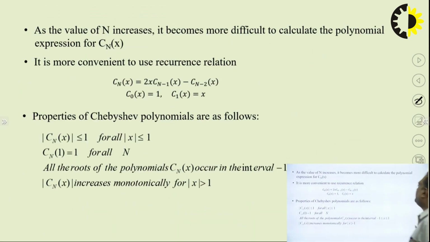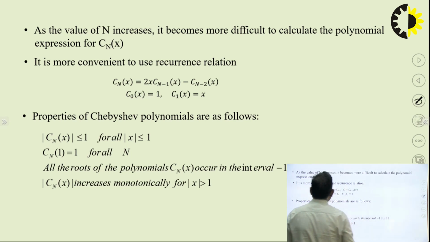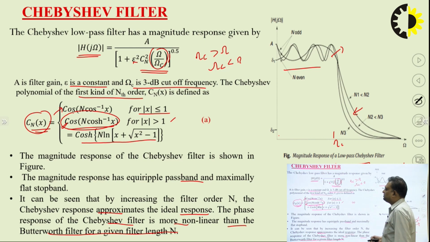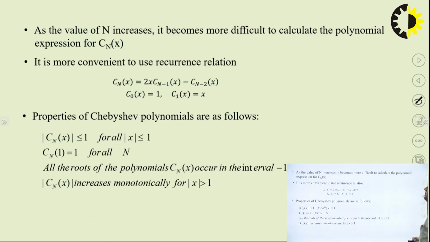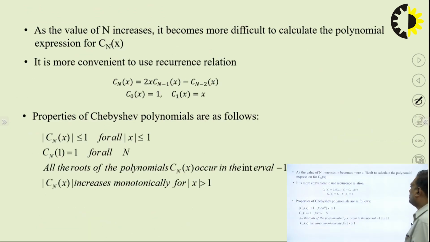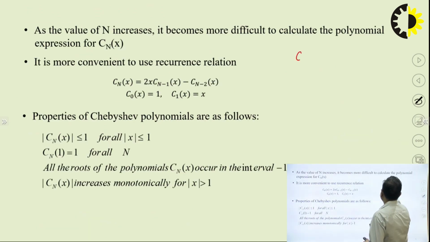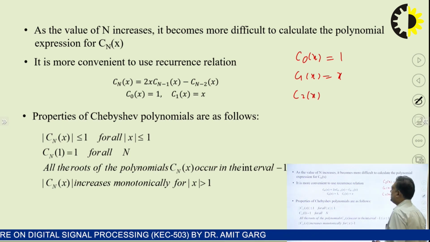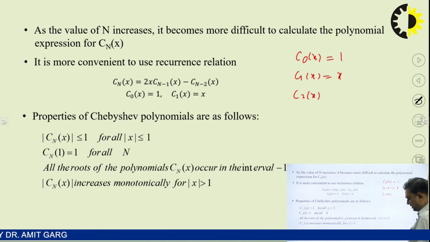as the value of n increases, it becomes more difficult to calculate the polynomial expression for Cnx. We have seen the formula for Cnx according to these expressions. So what happened? Let us suppose we want to calculate the value of C0x. C0x will be 1, C1x will be equal to x, and C2x, if you want to calculate the value of C2x, how will we calculate it?